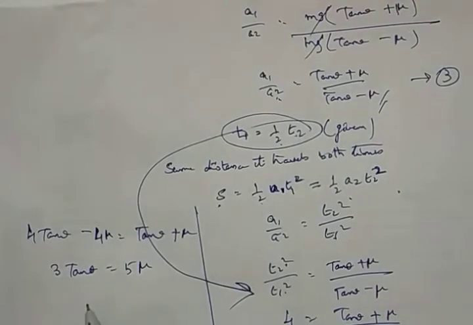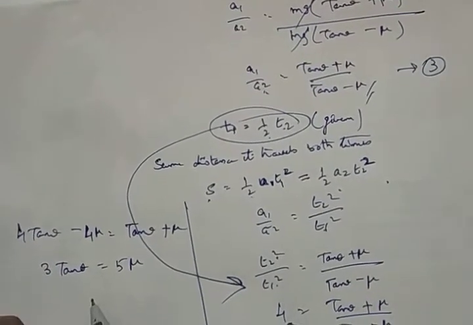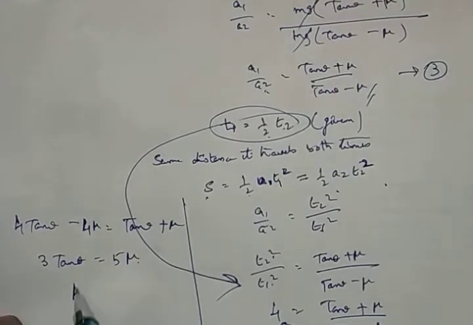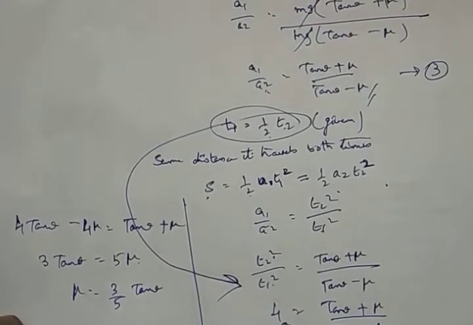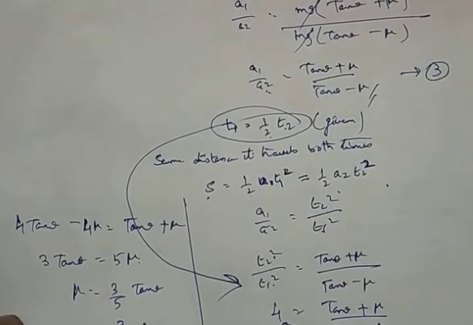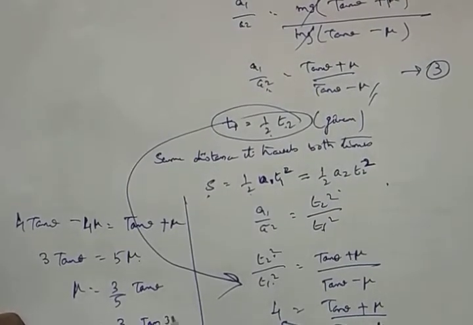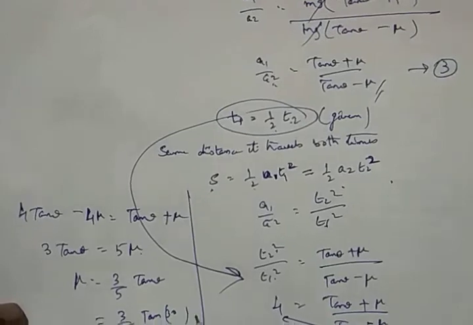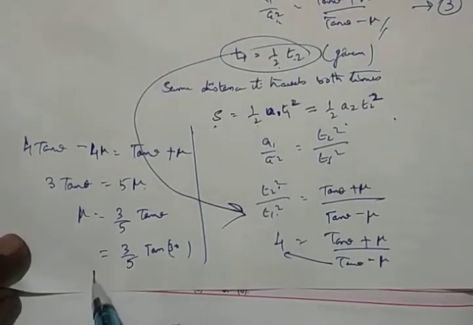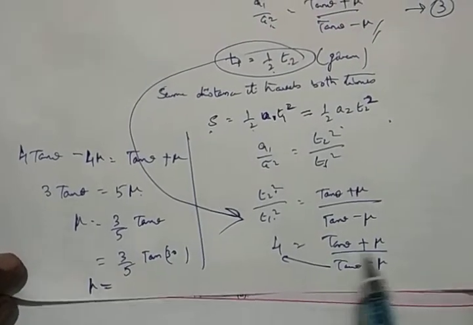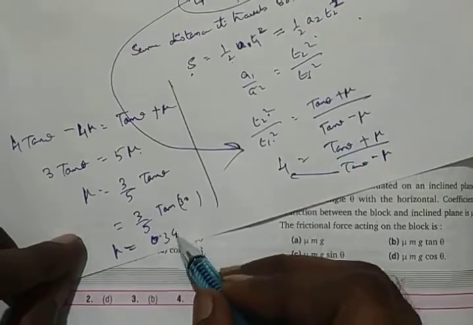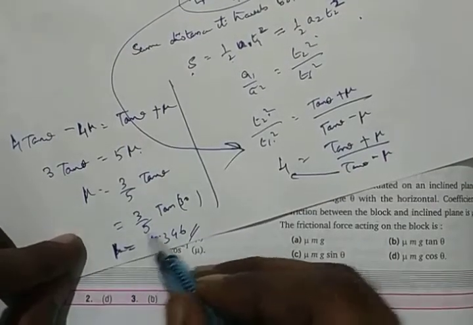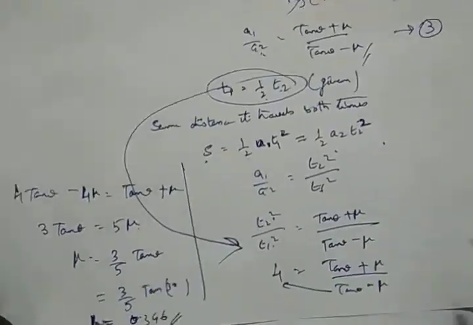So what is the next value you can get? Mu you need to find out. Mu is going to be equal to 3 by 5 tan theta, 3 by 5 tan 30. And you will get the answer. What's the answer? You need to find it out. The actual answer is 0.346. That is mu.